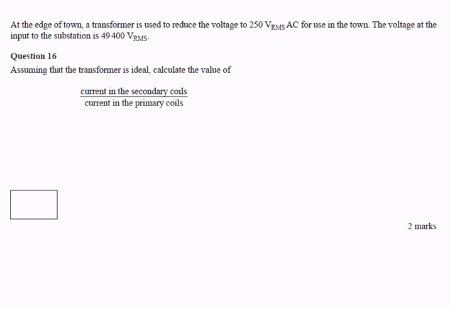Alright, on the edge of town, a transformer is used, this was in the picture, to transfer the voltage to 250 RMS from the 4000 voltage. So this is the V secondary, and this is the V primary. This question is asking us to calculate the value of, or really the ratio, the current in the secondary over the current in the primary.